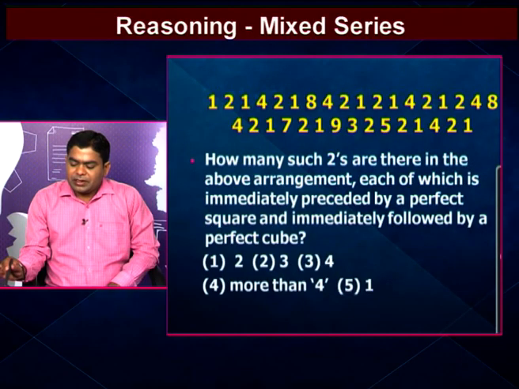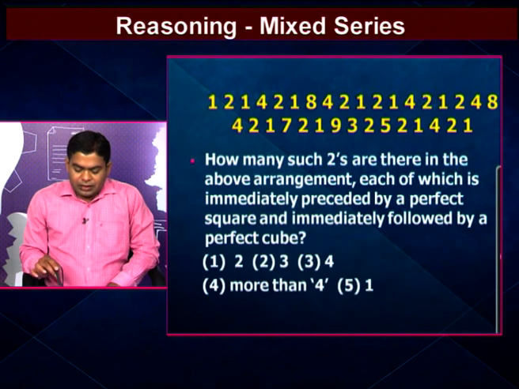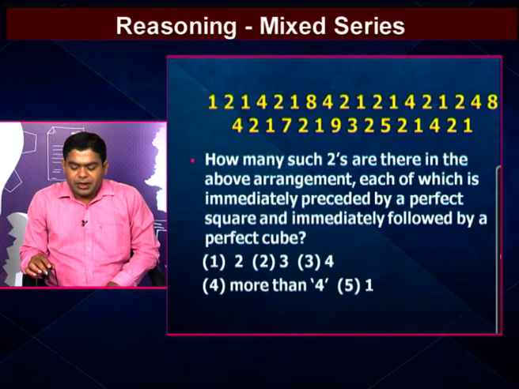That means 1 is there, so that means this 2 is satisfied. So in our series there are 1, 2, 3, 4, 5, 6, 7 — 7 2s that are preceded by a perfect square as well as followed by a perfect cube.